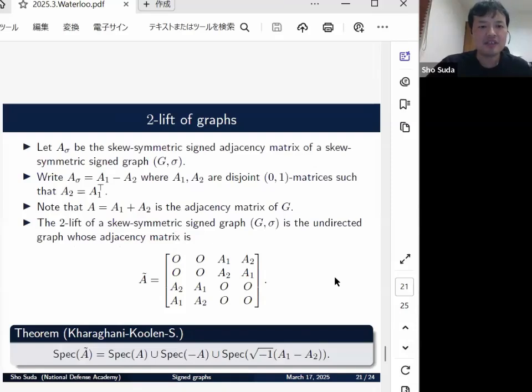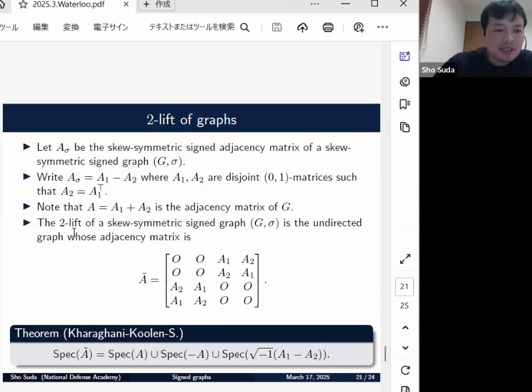Also in this case, we can define the two-lift of the graphs. From skew-symmetric signings, we can decompose its skew-symmetric signed adjacency matrix as a linear combination of A1 and A2, where again A1 and A2 are disjoint 0, 1 matrices. They are 0, 1 matrices, but not symmetric; rather, A2 is equal to the transpose of A1. And also, this sum, A1 plus A2, is the adjacency matrix of the original graph G.